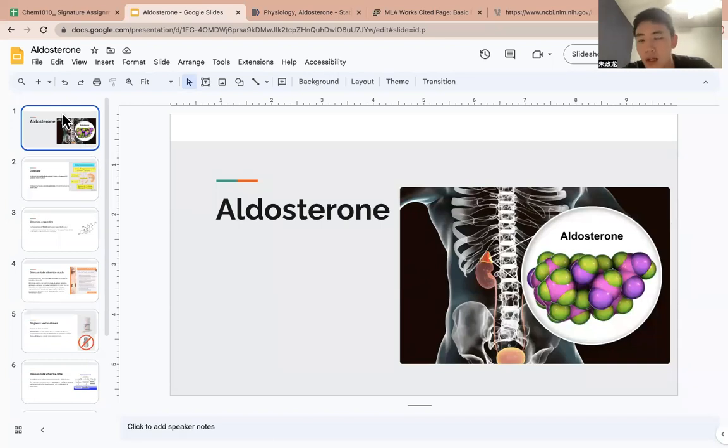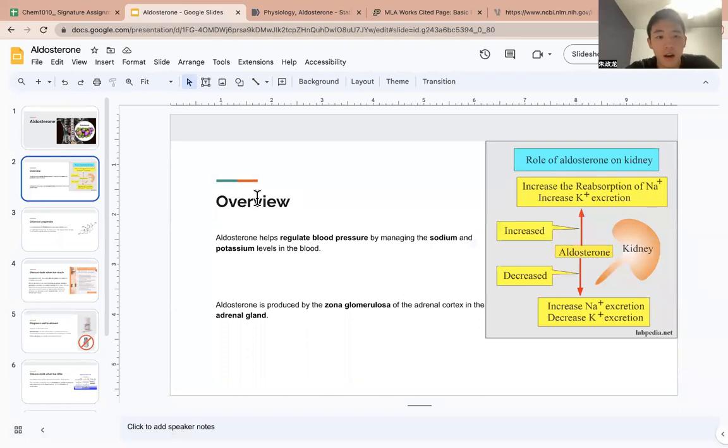Hi, so my chemical is called aldosterone. In an overall perspective, aldosterone helps regulate blood pressure by managing the sodium and potassium levels in the blood. And aldosterone is produced by the zona glomerulosa of the adrenal cortex in the adrenal gland on top of the kidney.